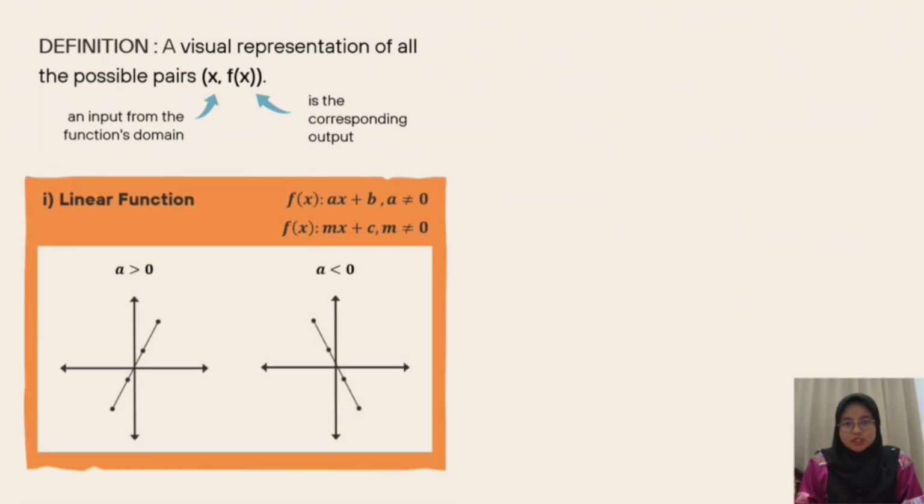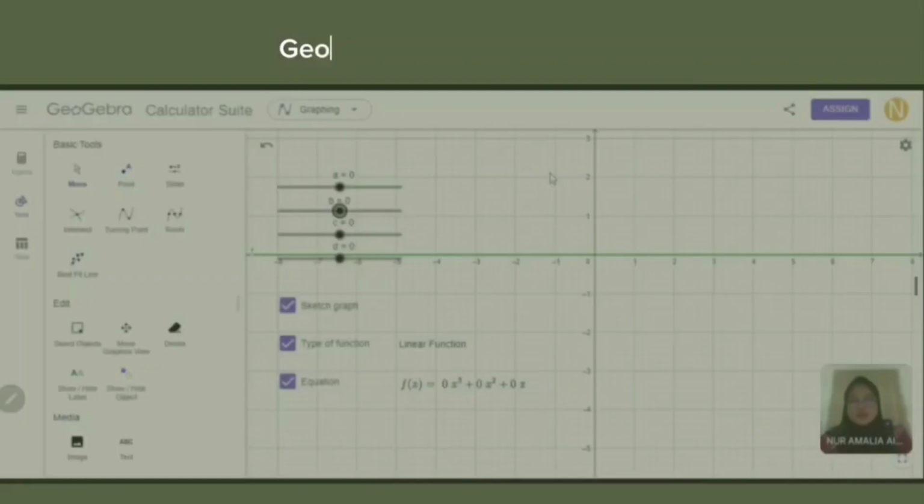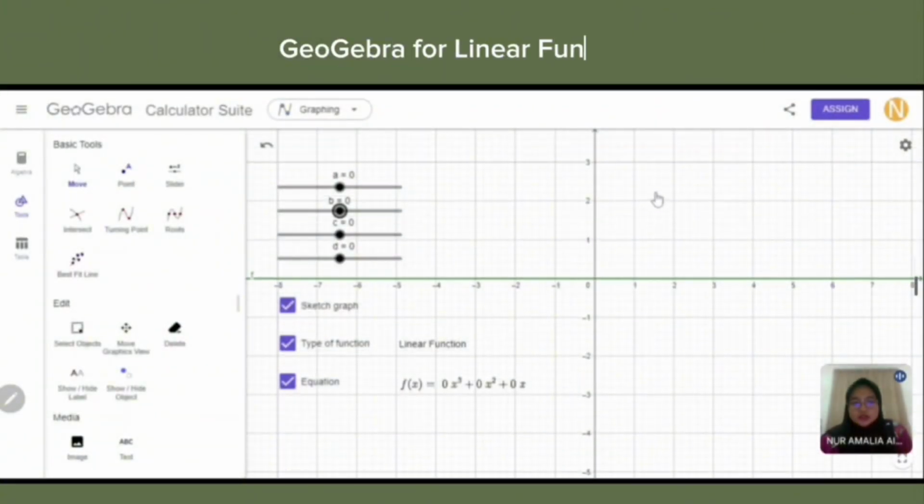One of the simplest functions is the linear function, which is f(x) equals ax plus b, or more commonly known as mx plus c, where m is the slope and c is the y-intercept. This function represents a straight line. So now I will show you how to use GeoGebra when solving the linear function.